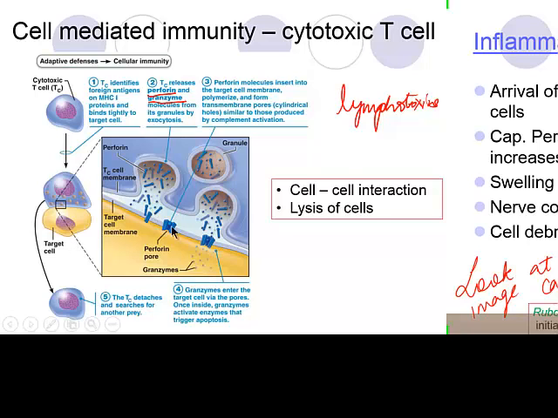So the end result is that the cell is lysed, and then this cytotoxic T lymphocyte goes in search of another prey. So you can see as it's traveling, it's killing off cells, and here you can see it's a cell attaching to a cell. So can you see? That's why it's a cell-to-cell interaction. Okay?